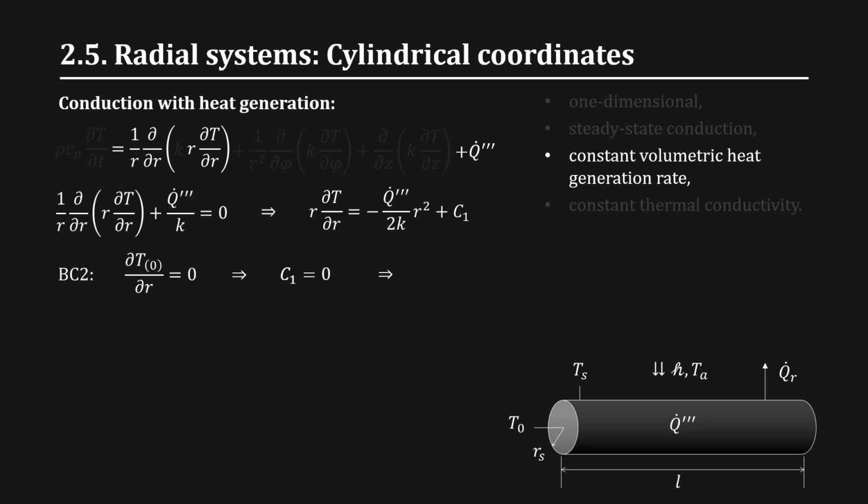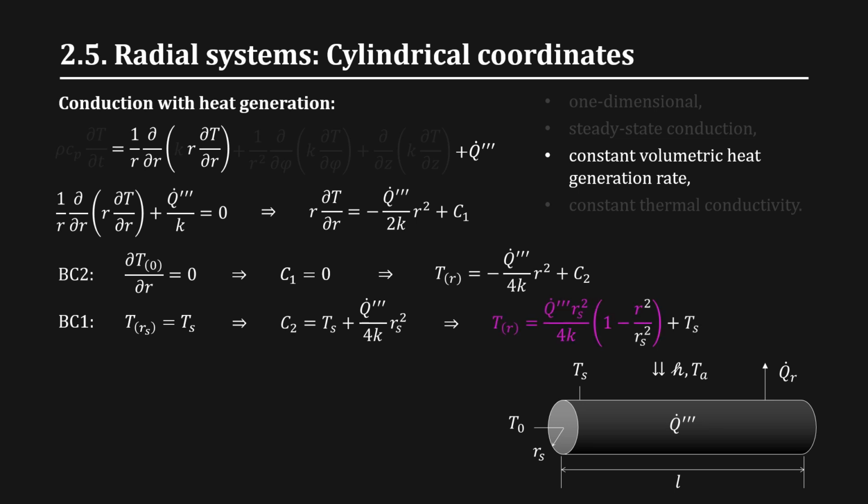Now by integrating again and replacing C1 with its value, the general solution becomes T equals minus q triple prime over k times r squared plus C2. Similarly, to find C2, we apply the other boundary condition on the surface of the solid cylinder where T equals Ts. And now we can replace T by Ts in the last equation to obtain the final temperature distribution equation in this case.